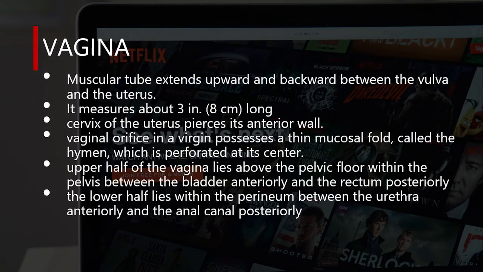So the vagina. It is a muscular tube that extends upward and backward between the vulva and the uterus. It measures about 3 inch or 8 centimeters long. The cervix of the uterus pierces the anterior wall. The vaginal orifice in a virgin possesses a thin mucosal fold called the hymen, which is perforated at its center. The upper half of the vagina lies above the pelvic floor within the pelvis between the bladder anteriorly and the rectum posteriorly. The lower half lies within the perineum between the urethra anteriorly and the anal canal posteriorly.